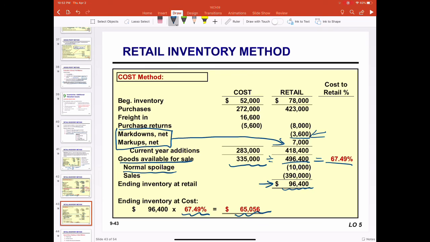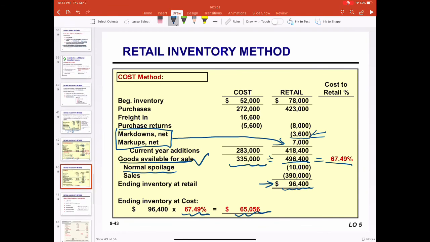So basically the two methods, their difference is whether the markdown or markup have influence on the retail value of goods available for sale. Again, these methods are used by the firms to estimate their inventory balance. They are not used for financial reporting purposes.